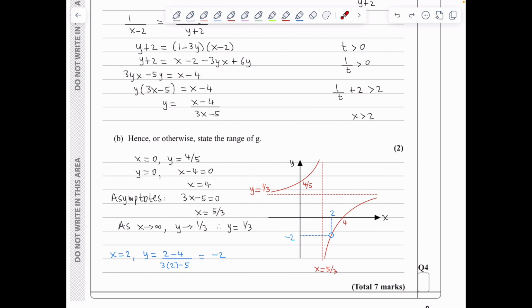We need x to be greater than 2. We need to be here, so I'll highlight this. So the output is anything from negative 2 up to 1 over 3, not including the boundaries. And therefore, we conclude that we've got negative 2 less than y less than a third for the range of g.